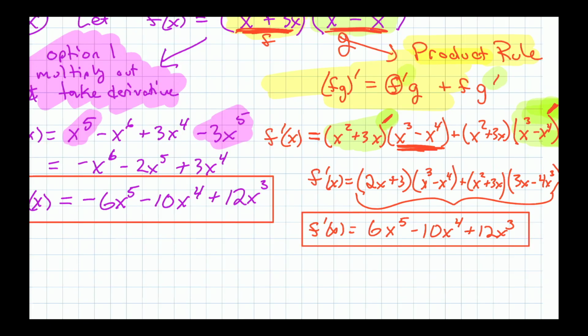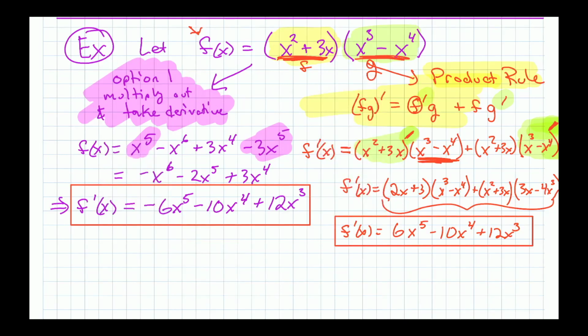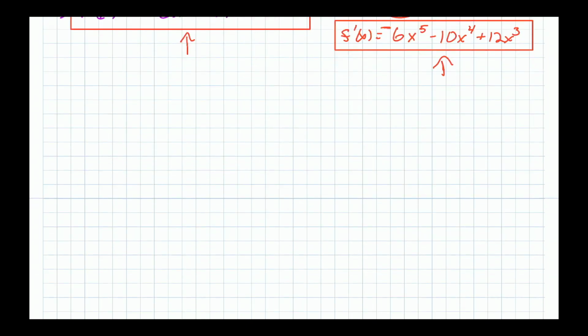Now you might be looking at this and just saying, well, I feel like this was less work, right? The left-hand half was less work than the right-hand half. Maybe that's true on this example, but it's not true on every example. On some examples, the product rule will be less work. And on some, you have no choice. Okay? So just keep that in mind.